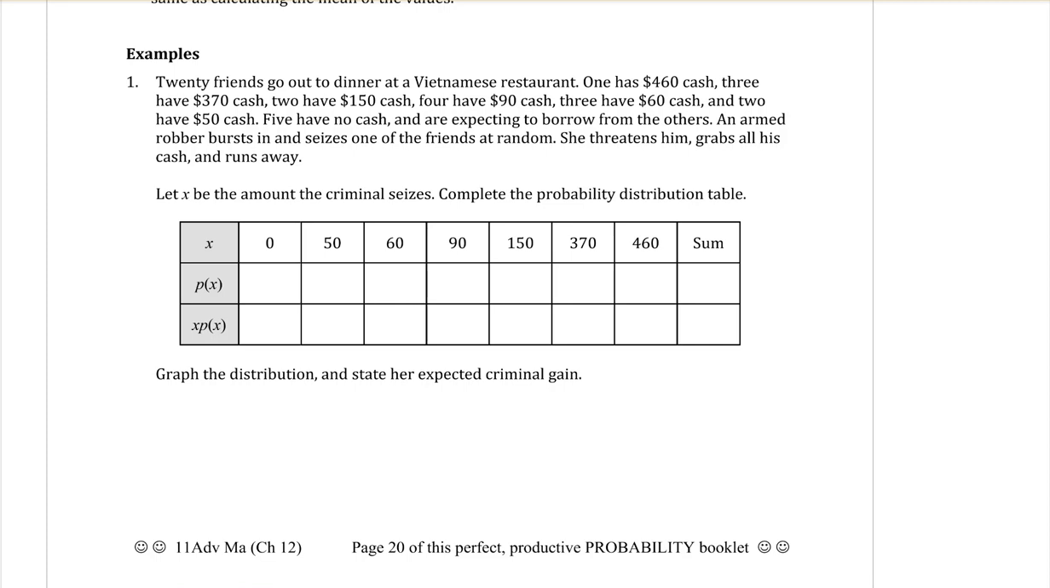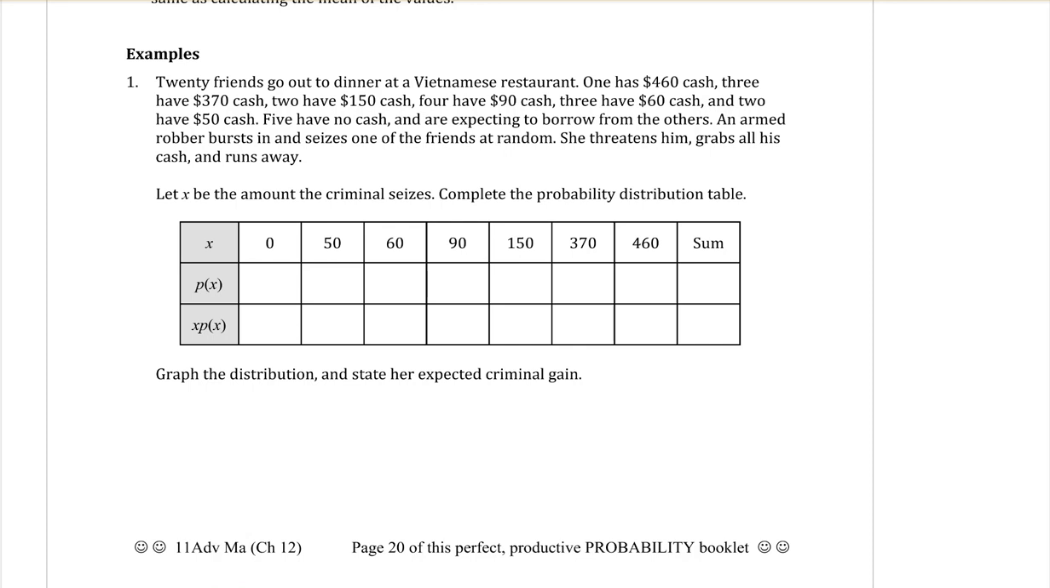So we have 20 friends who go out to dinner at a Vietnamese restaurant. One has $460 cash, 3 have $370 cash, 2 have $150 cash, 4 have $90 cash, 3 have $60 cash, and 2 have $50 cash. 5 have no cash and are expecting to borrow from the others. An armed robber bursts in and seizes one of the friends at random. She threatens him, grabs all his cash, and runs away.